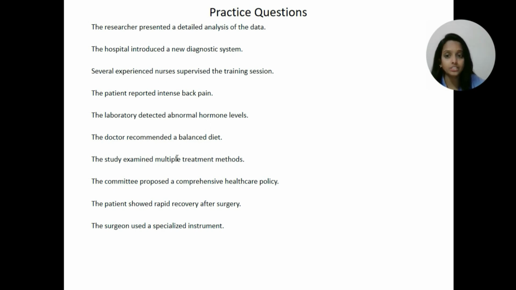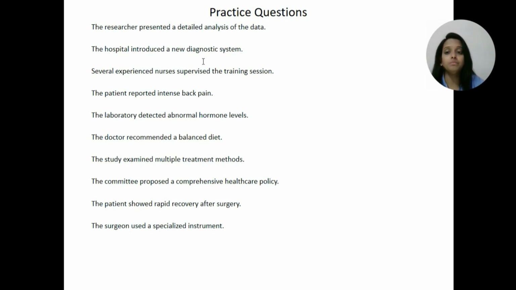Several experienced nurses supervised the training session. What is the adjective? Experienced, because it describes the nurse, right? The patient reported intense back pain. Of course, intense, because it describes the pain. The laboratory detected abnormal hormone levels. So here, which one? Abnormal, right? Because it describes the hormone levels. The doctor recommended a balanced diet, and which is the adjective here? Balanced, because it describes the diet.